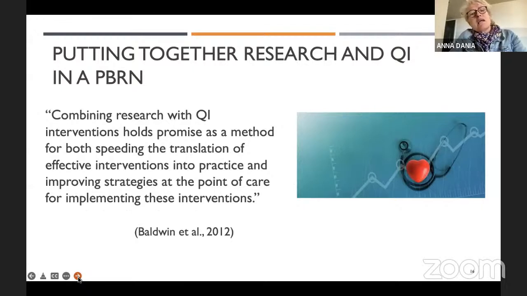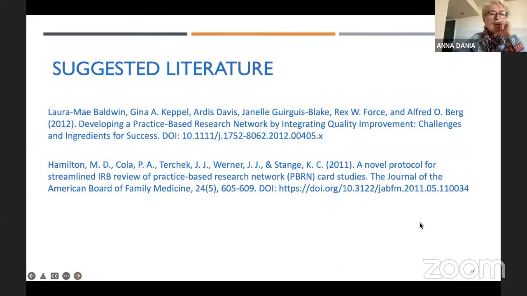At the practice-based research network level, we have the combination of research together with quality improvement activity. And here you see one of the two papers that I would suggest you go through, where the author says that the combination of research with quality improvement accelerates the translation of research results into practice, and improves, let's say, more effectively the healthcare at the point of care when the implementation of these interventions happens in the context of research. I have suggested these two papers, and the second paper is the novel protocol for practice-based research networks which are conducting card studies.